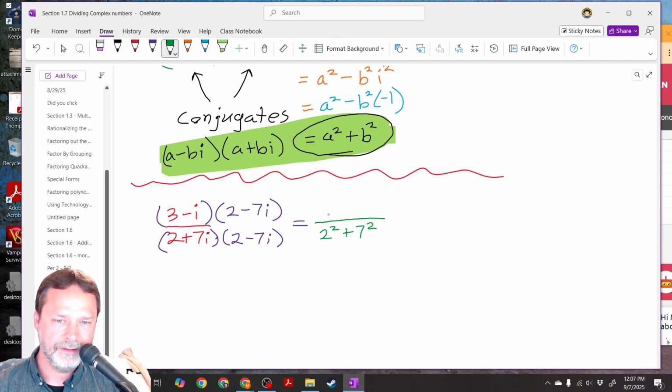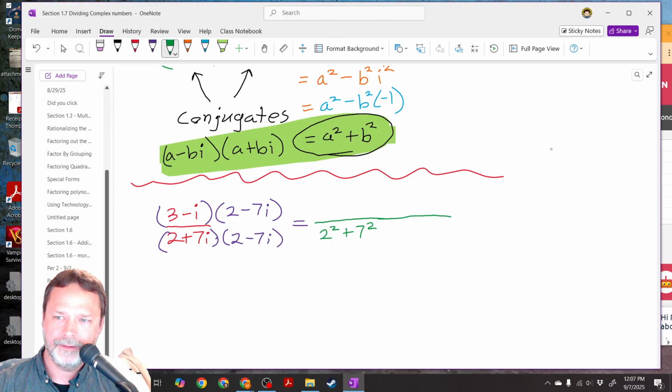And the numerator is going to be a big long mess. Should we stop here and talk about why I want to do this? Right now, this isn't a complex number. It's a division problem. It's 3 minus i over 2 plus 7i. It's a rational expression with complex numbers in the numerator and denominator. It is not in itself a complex number, at least it doesn't look like one. We need to show that it is a complex number, so we need to simplify it.